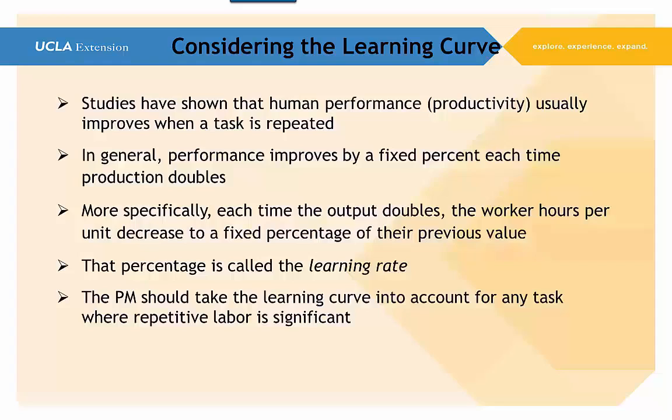So in other words, if you had a person make 2 of something and then they made 4 of something, you would see an improvement, and you could figure out what that percentage improvement was. If they did 4 and then they did 8, that they doubled it, you would see the same percentage improvement. And then if they went from 8 to 16, you would see the same percentage improvement.